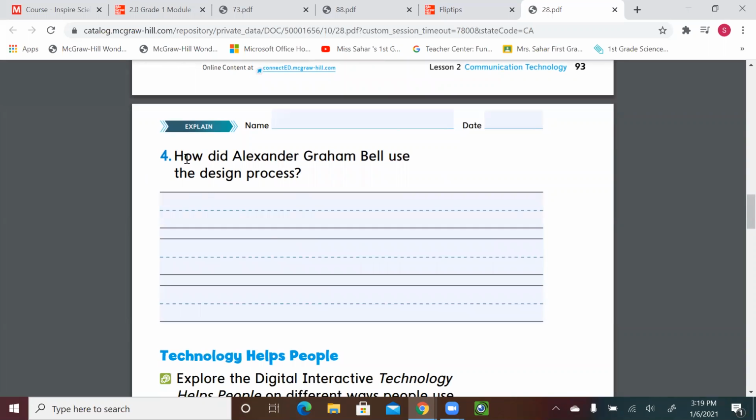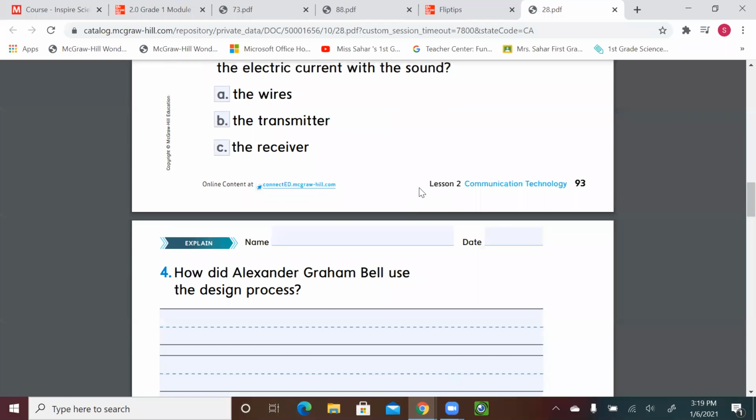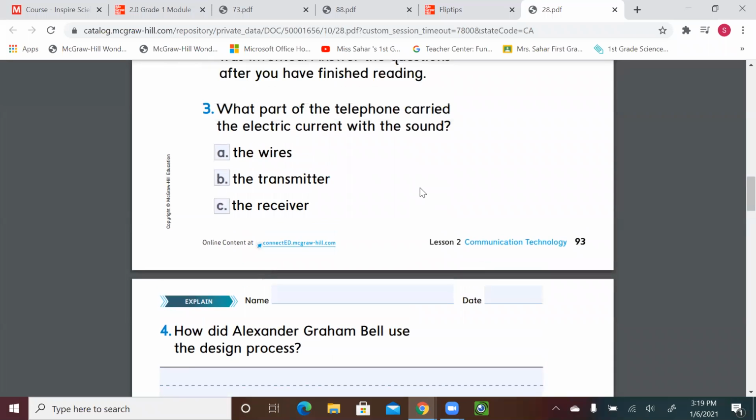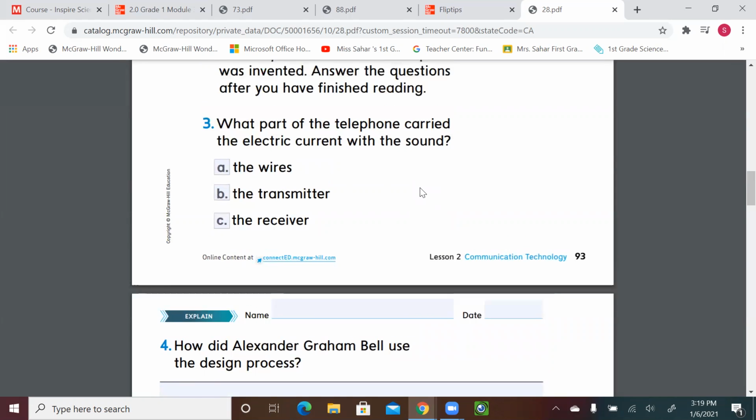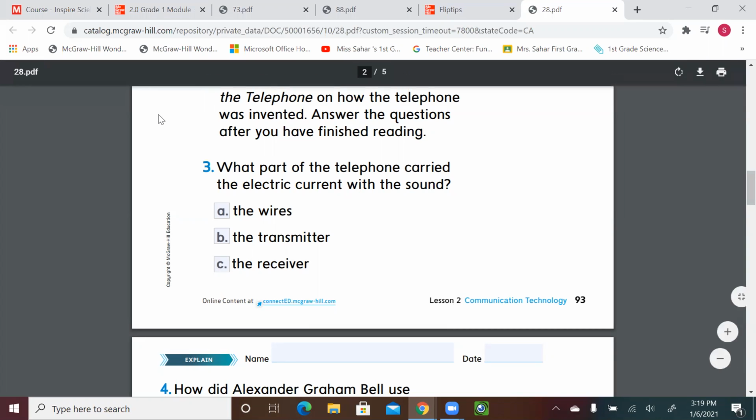And the second question would be, how did Alexander Graham Bell use the design process? You know, the design process that the scientists use: look for the problem, then they draw a plan and build a solution, then test the solution. After that, share the designs with others. All right, so let's read about Alexander Graham Bell.